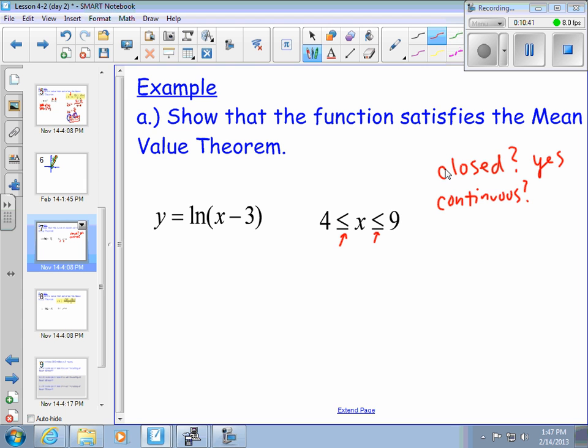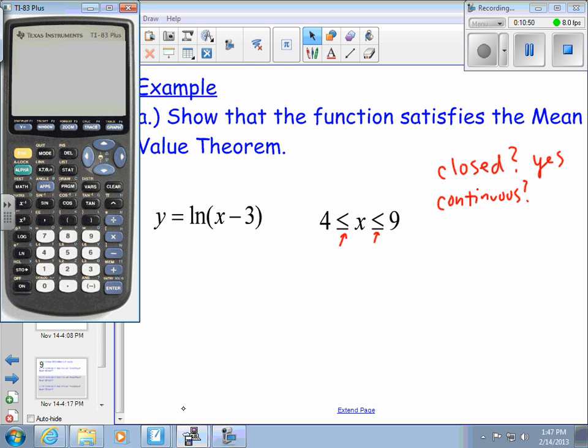If we graph this one from 4 to 9, is it continuous? Well, let's take a look and see. Let's put this function in and look: natural log of x minus 3.